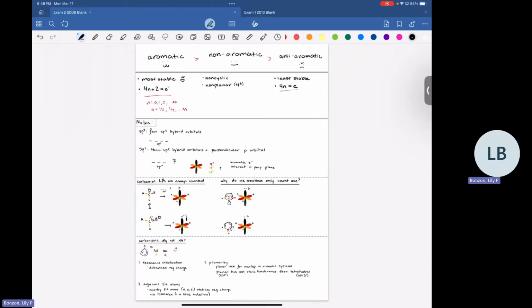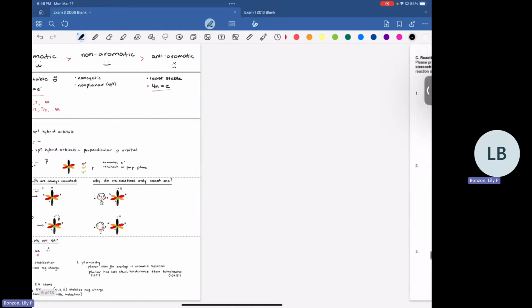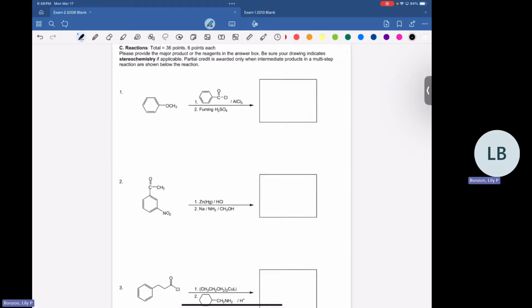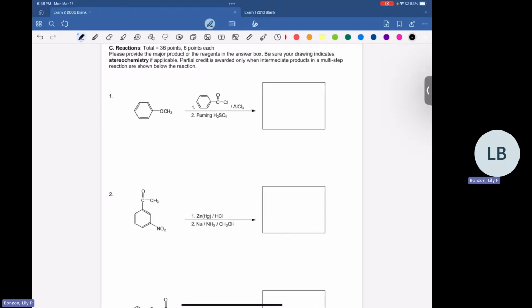Okay. Any questions on aromaticity? Okay. I'm going to go ahead and move on. All right, we've got our reactions.